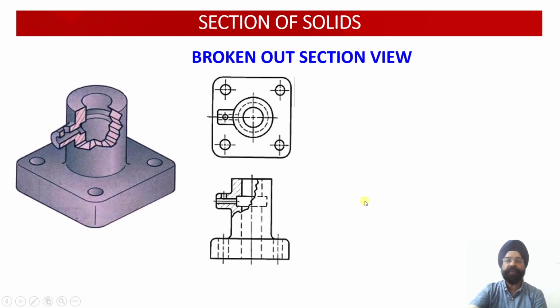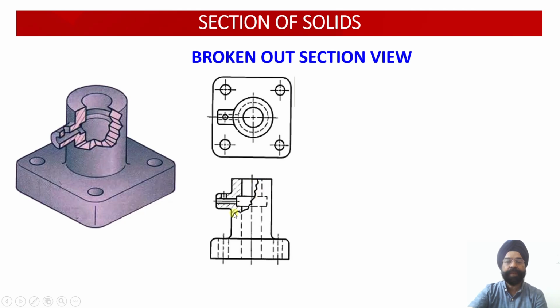Then the next type of cutting plane is the broken section view. You see in many objects there may be internal details which are available in the vertical direction. Here you can see one internal detail I want to see in the horizontal cross section, another internal detail I can see in the vertical cross section. But if I cut it in a flexible way, I'll be able to see the vertical detail as well as the horizontal detail.